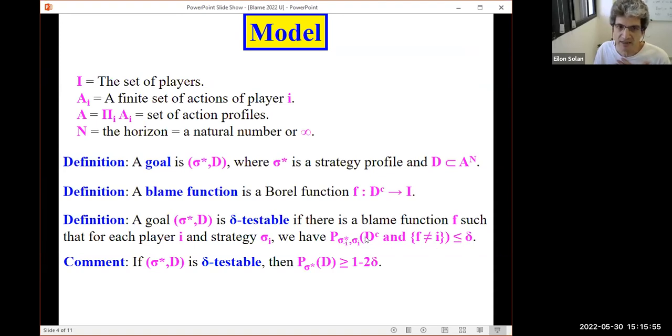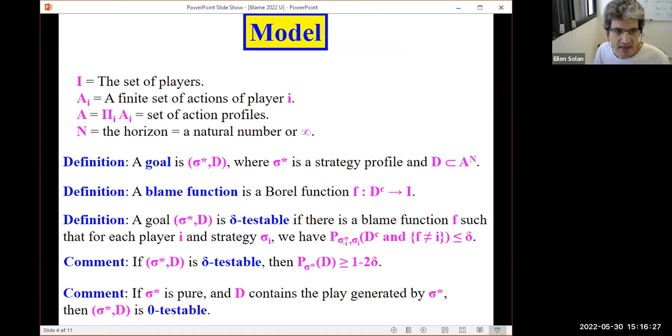And also the probability that we do not reach D, but we do not blame Galit, is at most delta. Since we do not blame Galit, or we do not blame Eilon, we cannot not blame both. So this means that the probability of D is at least 1 minus 2 delta. So if an event D is delta testable, then in particular its probability, if everyone is honest, is high.